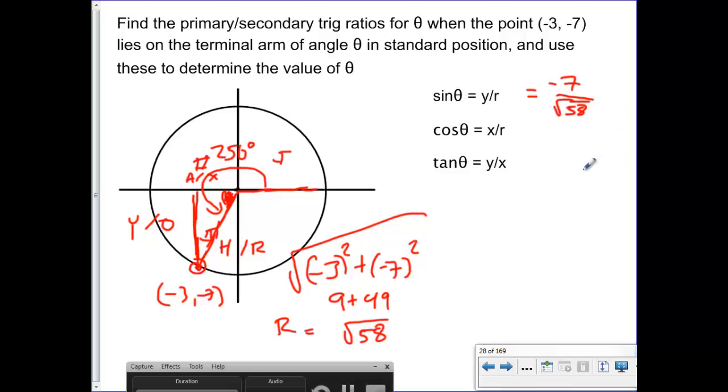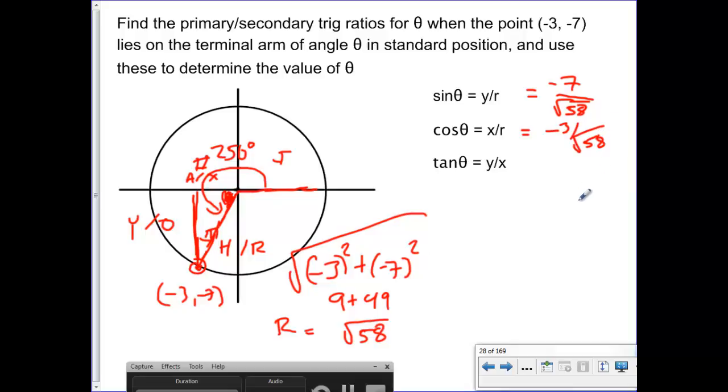So then we could say that sine is equal to -7 over root 58. That makes sense so far? What would cosine be equal to then? Well, cosine is x over r, but x is also going backwards, and x was negative 3, so it'll be negative 3 over root 58.